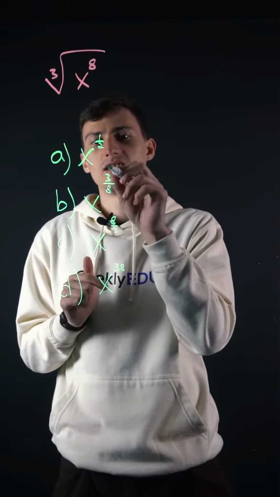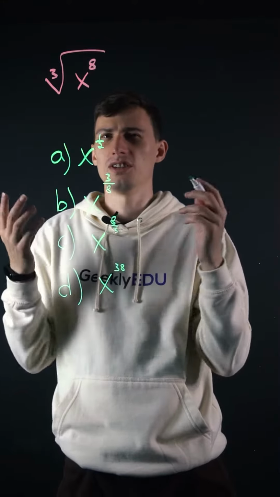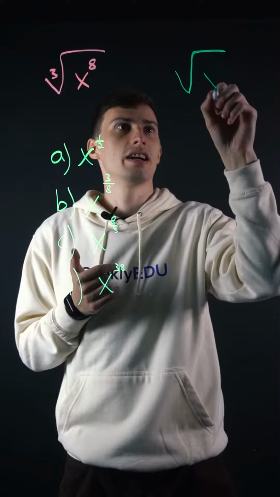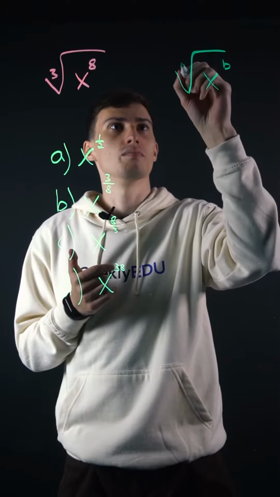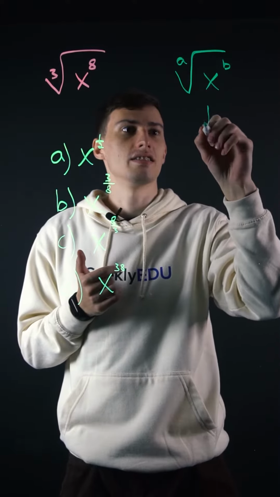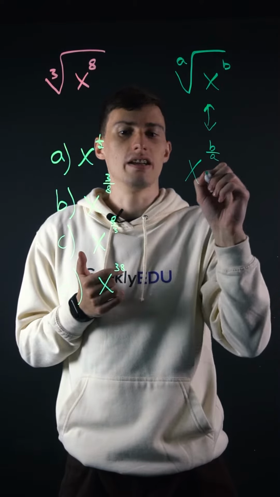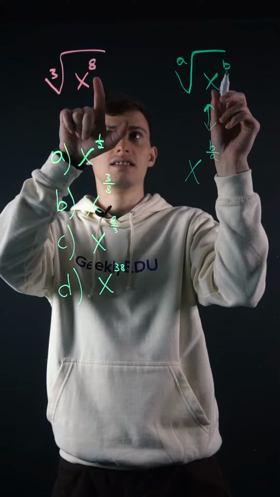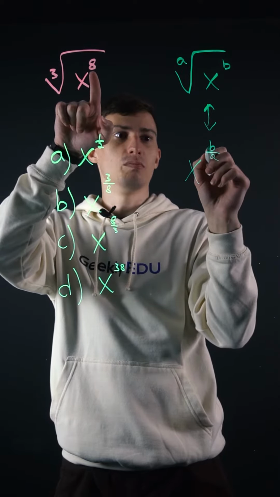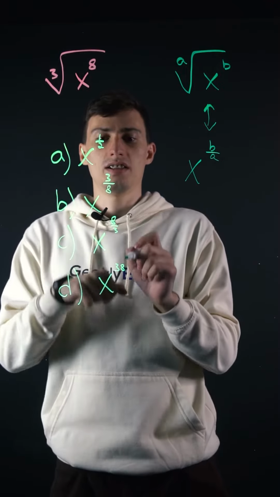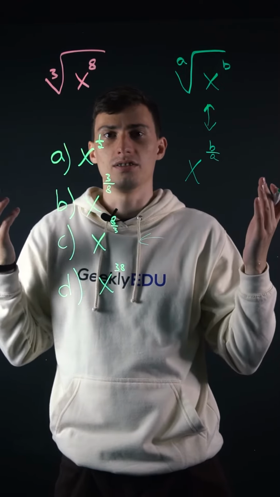So it's either x to the 3/8 or x to the 8/3. Which one is it? Well, we have to remember the rule that if we have x to the b with the root of a, this is the same thing as x to the b over a. So in our case, b is equal to 8, so we know 8 will be in the numerator, and 3 is the denominator. So the answer is x to the 8/3. It's pretty simple.